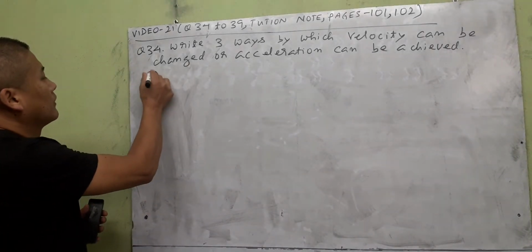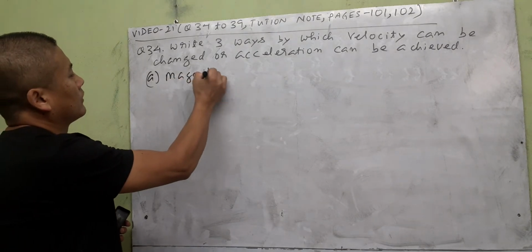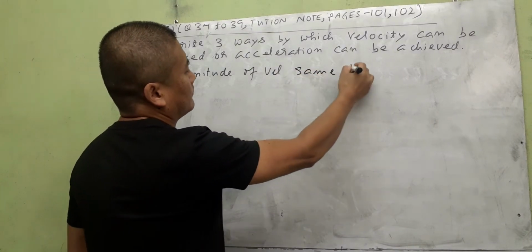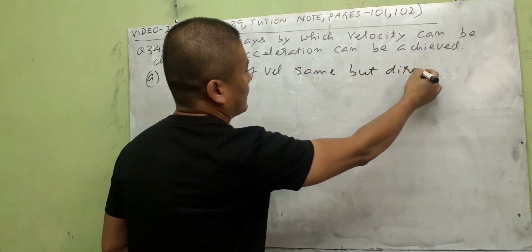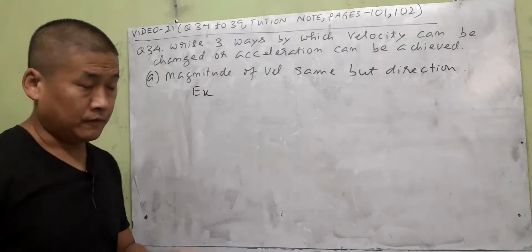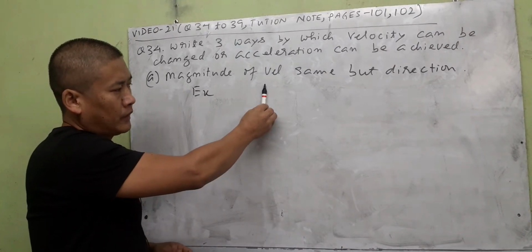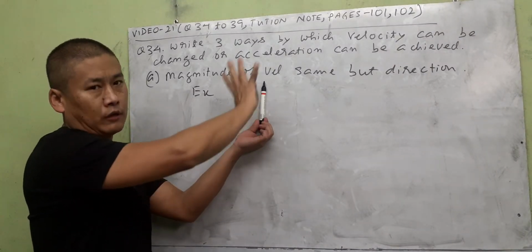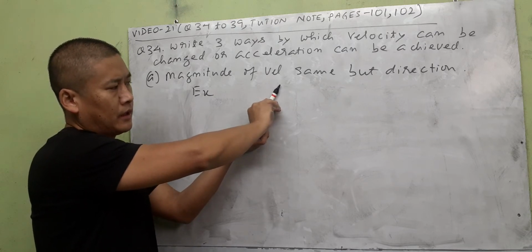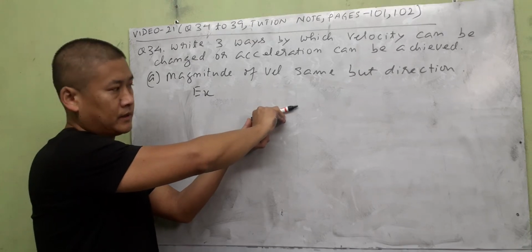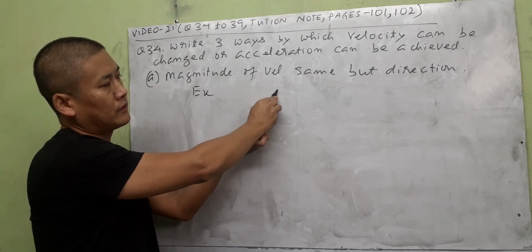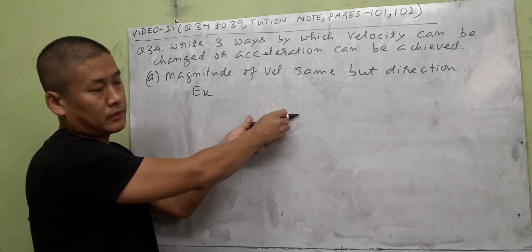So A, magnitude of velocity same but direction changed. So we can achieve it by changing the direction. Let me give you a classic example of how this can be achieved. Now if you take, let us say, the second hand of a clock, like on the wall clock, right? Now it is always moving with the same magnitude, meaning the speed is same. But that tip of the minute hand that is rotating is always changing direction. So the speed is not changing, but the direction is changing.